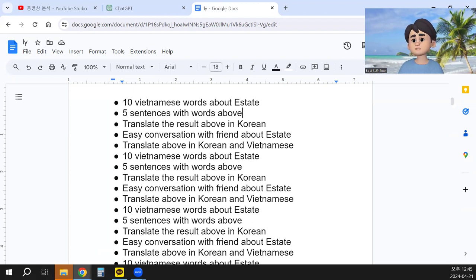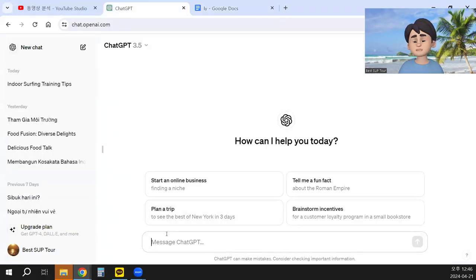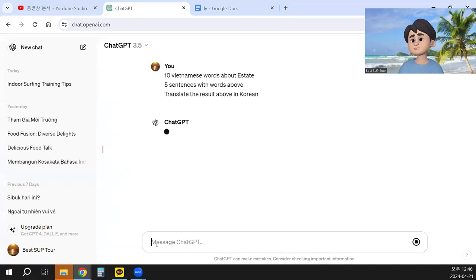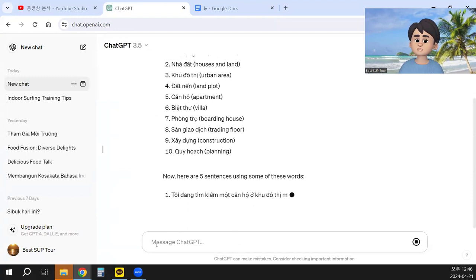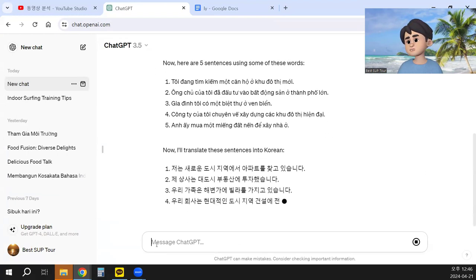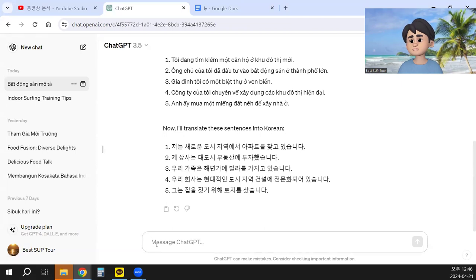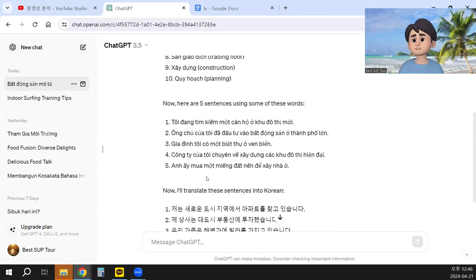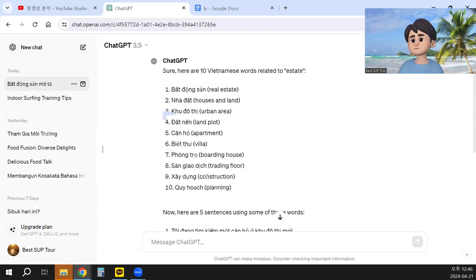So here I first, my language partner, language parents, she is interested in estate. She is supposed to do working in estate and work next year. And then here you can see five sentences, Vietnamese and Korean, and 10 words from the SAT.